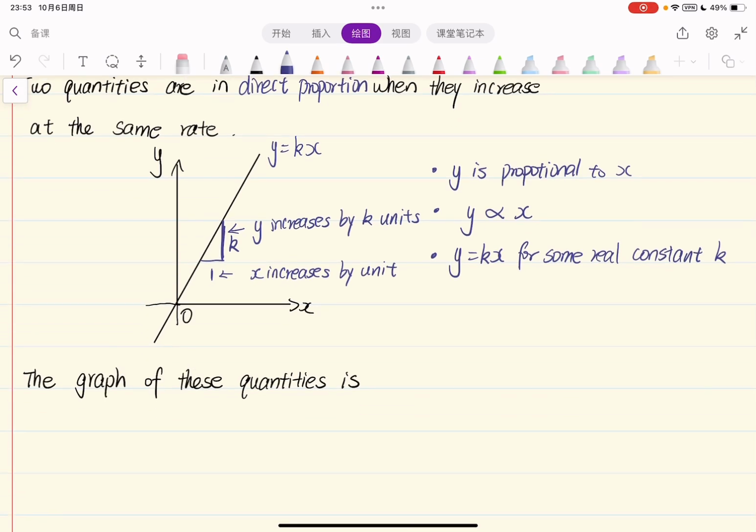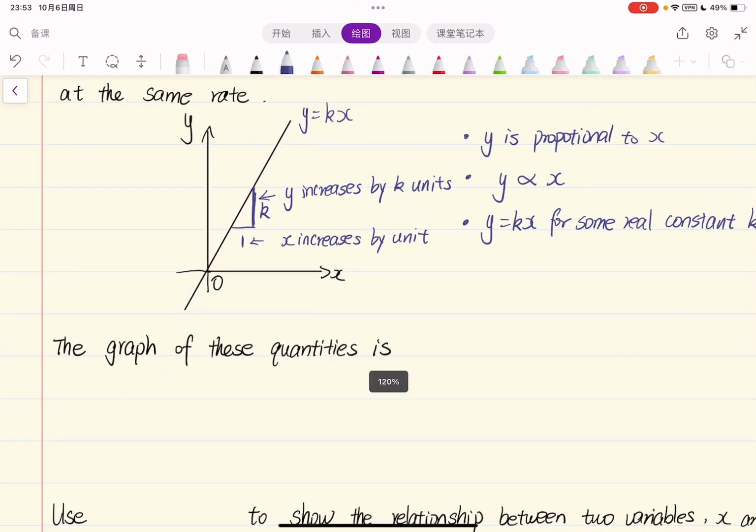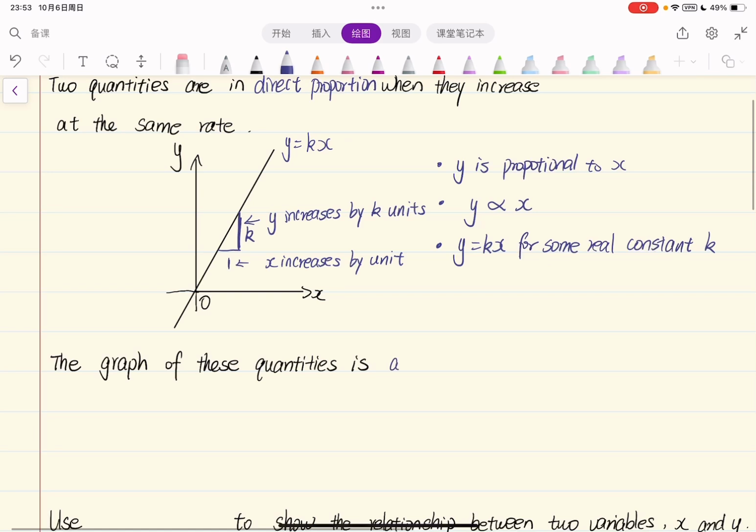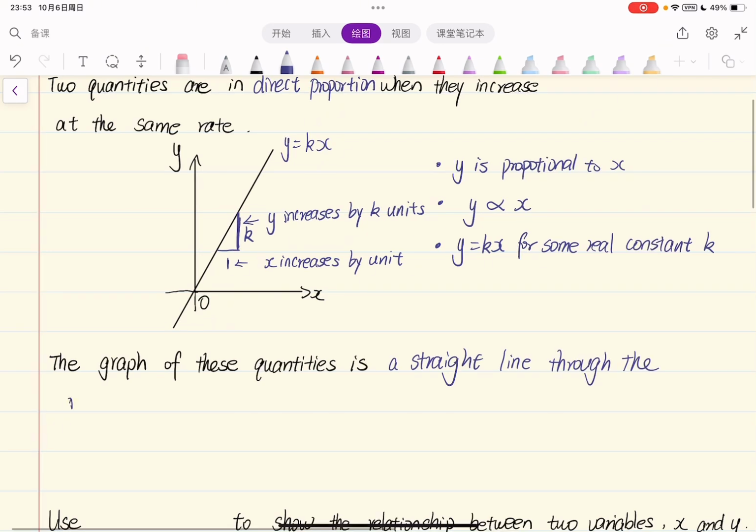If two quantities are in direct proportion, the graph of these quantities is a straight line through the origin, which means the y-intercept is (0, 0). So we can see here in the graph, it passes through the origin.